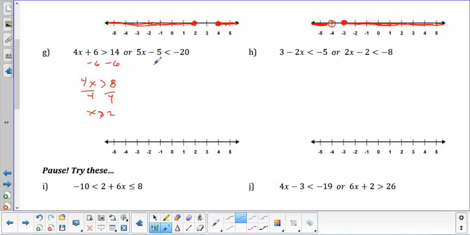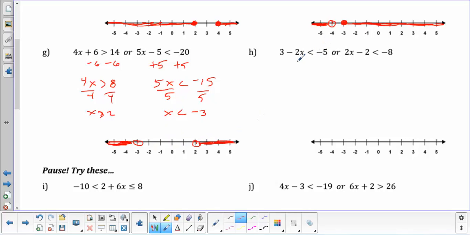Same thing here. Two-step equation, or inequality. And then we get 5x is less than negative 15. Divide. x is less than negative 3. And we're good to go. So x is greater than 2. Open circle. Greater than. Less than negative 3. Open circle. Less than. There you go. Piece in the middle, it's not going to work. Everything to the right and the left will.